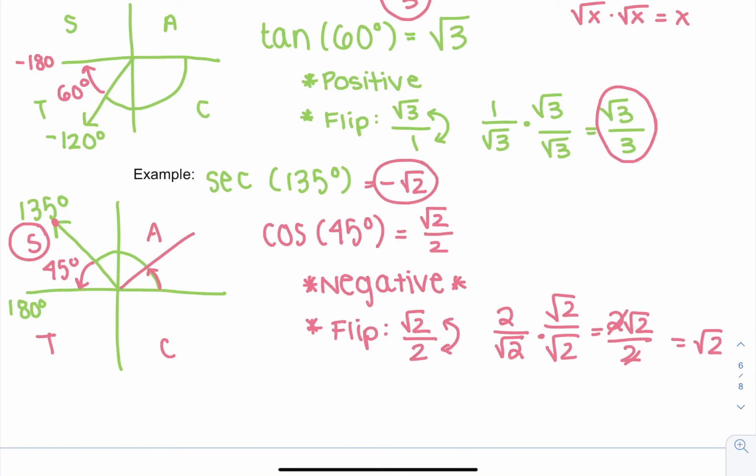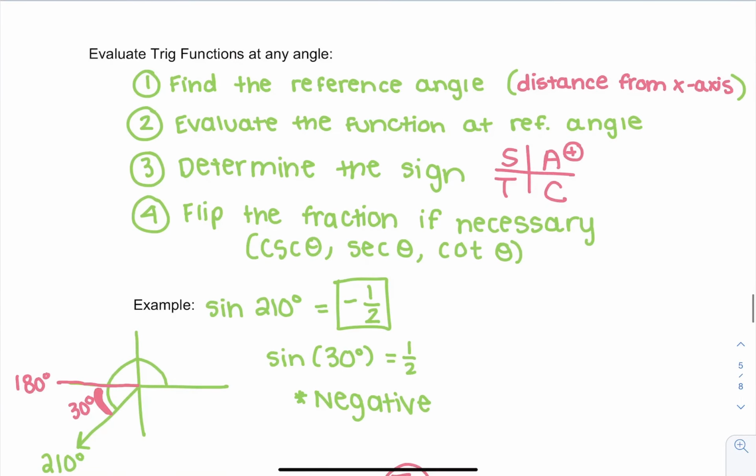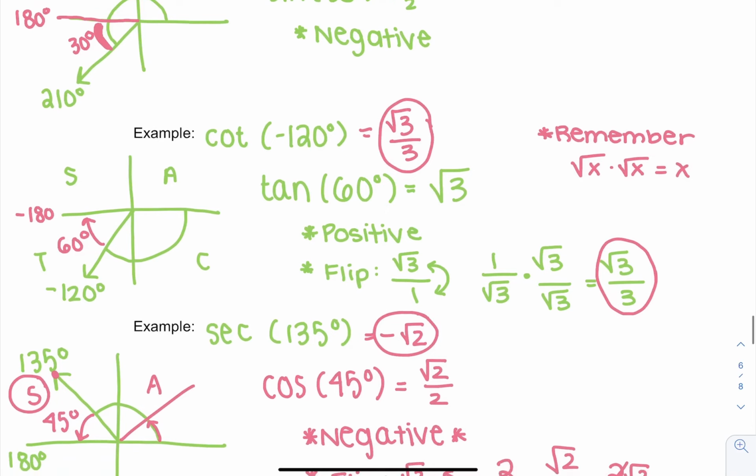So there's a lot to remember in these problems. But notice, even though it says determine the trig function at any angle, the only reference angles that you're going to encounter in these problems are either going to be 30, 45, or 60. So if you figure out a number other than that for the reference angle, it probably is not right, or you're not going to be able to figure it out by hand.